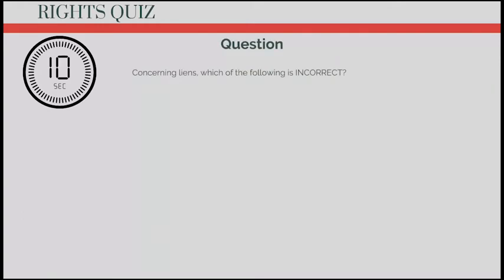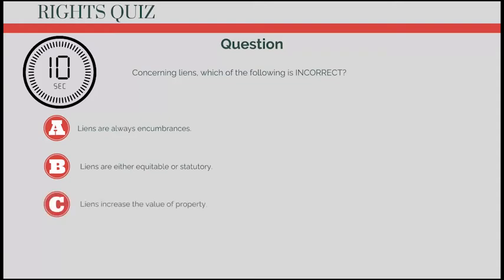Concerning liens, which of the following is incorrect? A. Liens are always encumbrances. B. Liens are either equitable or statutory. C. Liens increase the value of property. Or D. Liens are either specific or general. The answer is C. Liens increase the value of property.